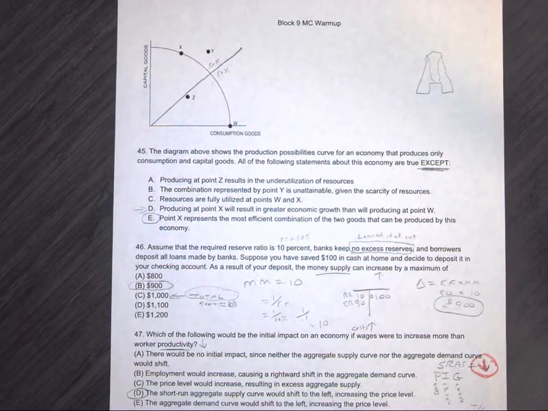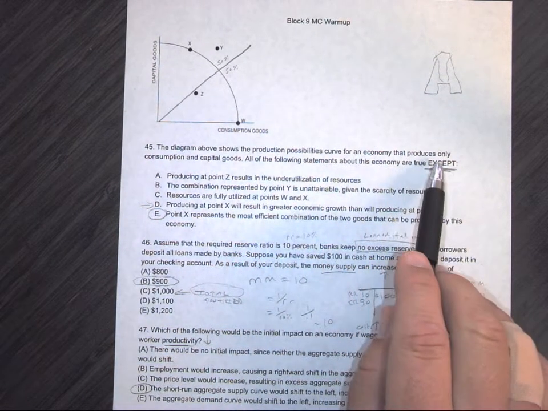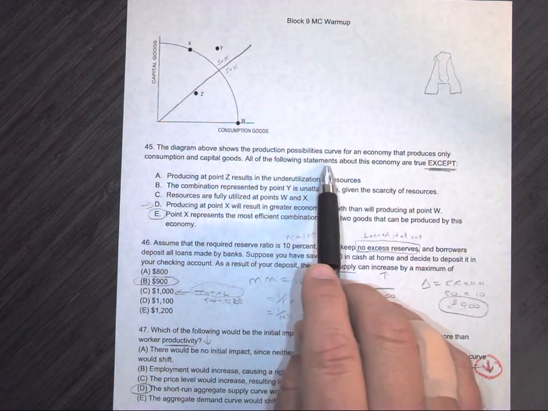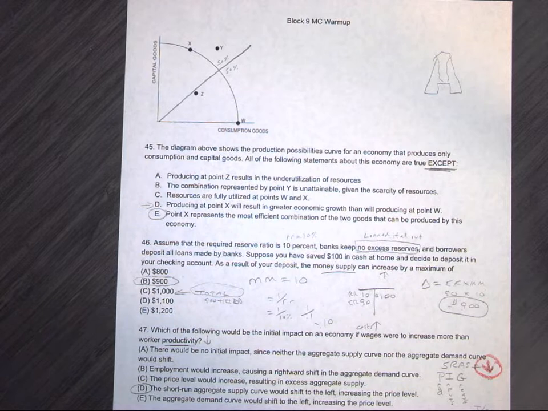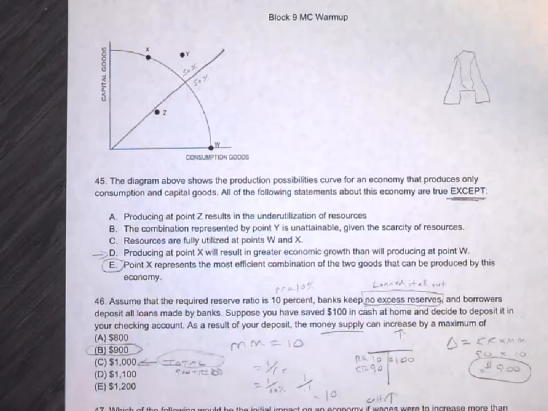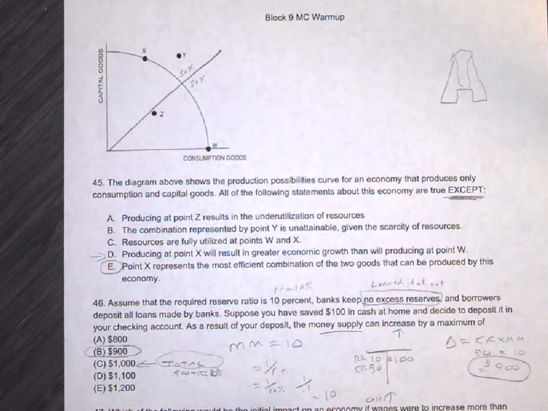Alright, number 45. We've got to do allocative efficiency on this one. The diagram above shows the production possibility curve for an economy that produces only consumption and capital goods. All of these are true except what? Looking at these different points, if you take the PPC and divide it at a 45 degree, divide it 50-50, that is where our economy can allocate efficiently or perfectly distribute.